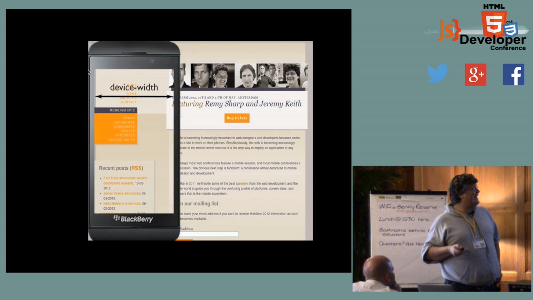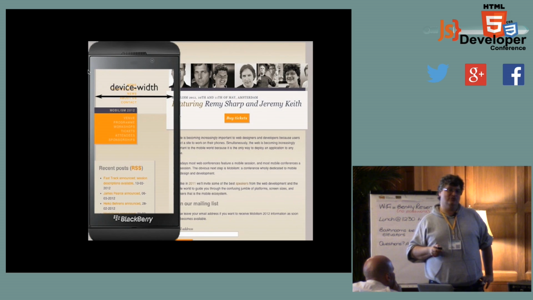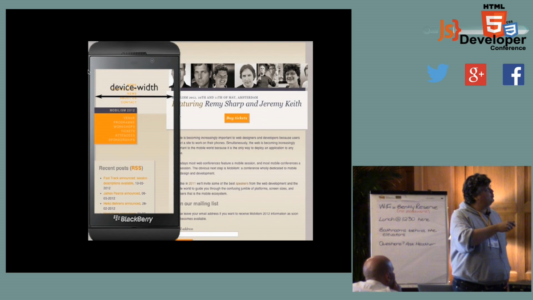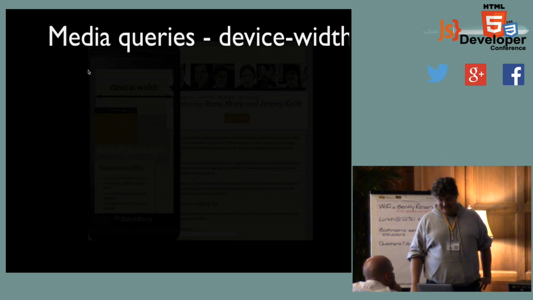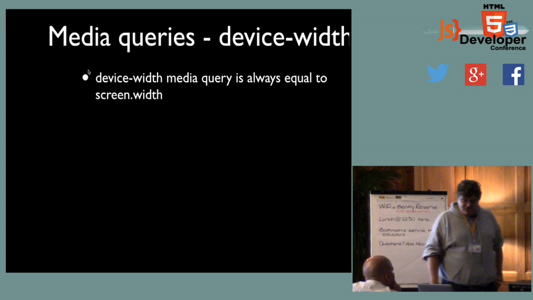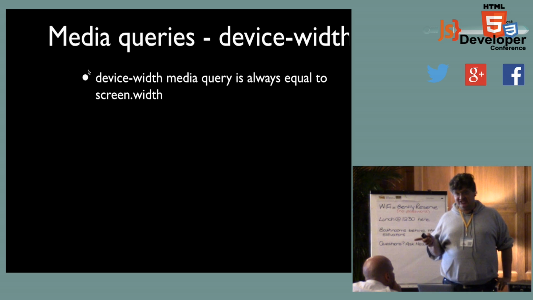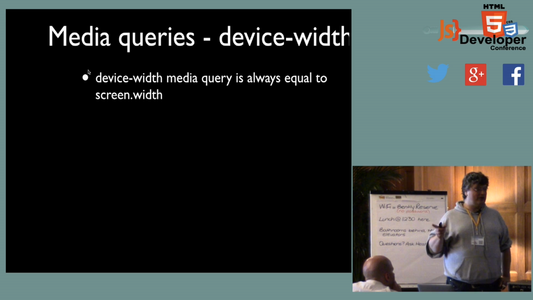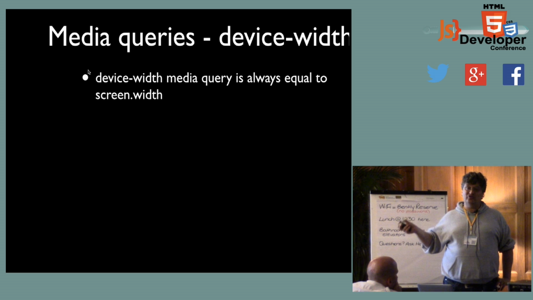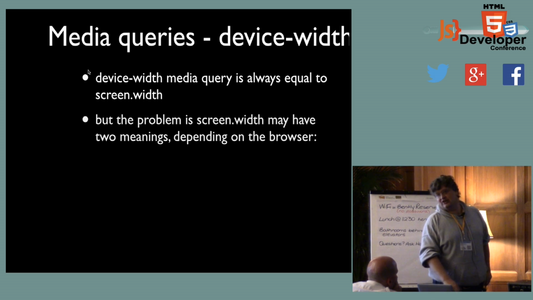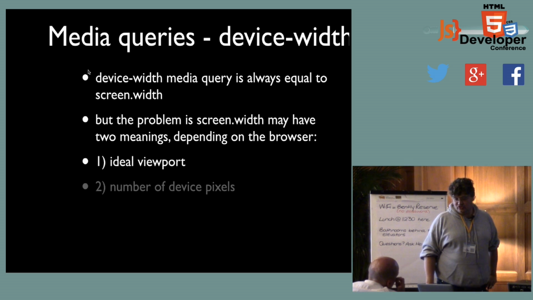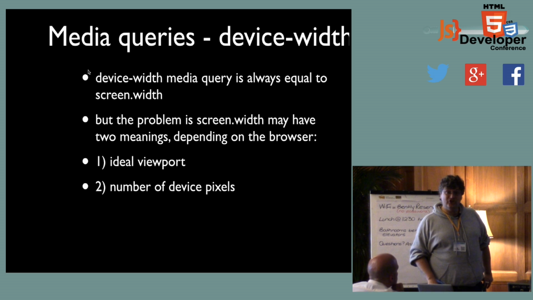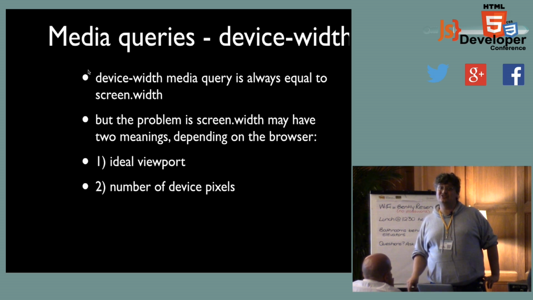On mobile, at first sight, it seems that device width is interesting because it gives you the width of the screen. However, it turns out that that's not really the case, because in all 50 browsers I tested, the device width media query is always exactly equal to screen.width, and device height is equal to screen.height. The problem is, as we saw before, that screen.width and screen.height can have two different meanings, the ideal viewport or the number of device pixels. And you don't know in advance which one you are going to get.